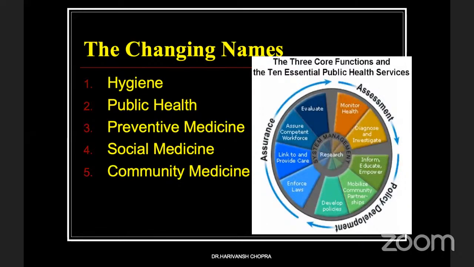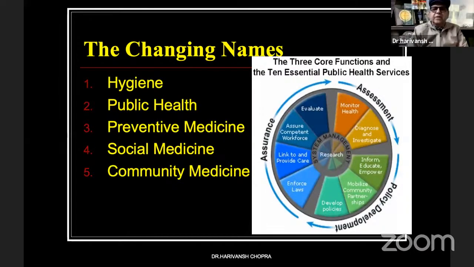So these are the various basic names which have been in vogue or in use for a long period of time. The first name was hygiene. Then the name was changed to public health. Then came the concept of preventive and social medicine. And then the name finally changed to community medicine. And there are very little differences amongst all these.